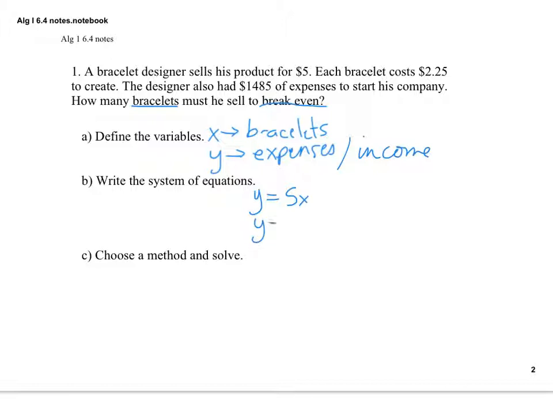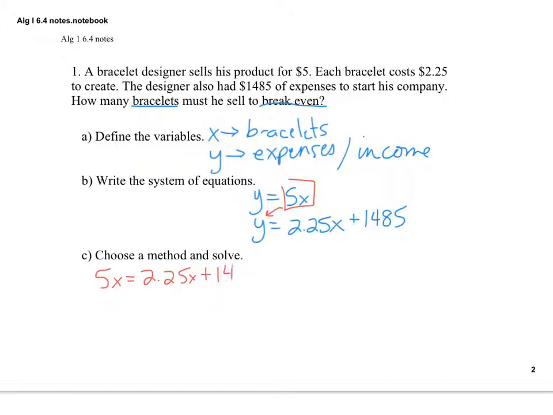And then for my second equation, I'm going to have my expenses, which are $2.25 per bracelet, so 2.25 times x, plus my initial expense to set up my factory of $1,485. So next I get to choose a method and solve. I can quickly see that I've got something that y is equal to right there, so I'm going to plug that in everywhere I see y. And I end up basically setting these two equations equal to each other, which is kind of interesting because that's what we were trying to do to get our break-even point.